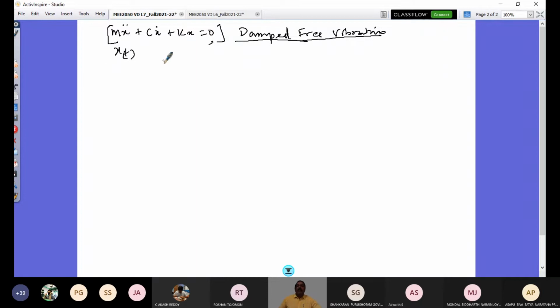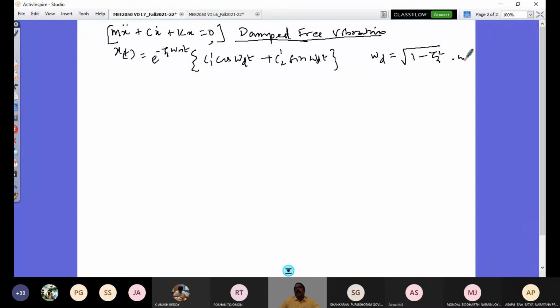So the response of this damped free vibration, we had got it like this: e raised to minus zeta omega n t multiplied by C1 dash cos omega d t plus C2 dash sine omega d t. Look at the subscript here, omega d, here omega n. So this was the response that we had, and we know here omega d is defined as the damped natural frequency, and that's given by square root of 1 minus zeta square into omega n. So this is the relationship between omega n and omega d.